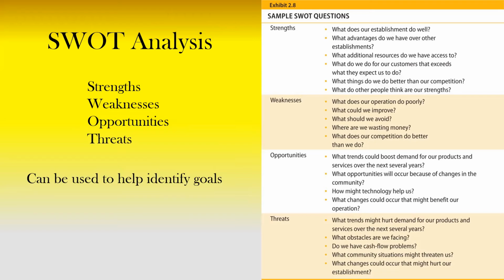On the flip side, we have opportunities and threats. So opportunities are things that are going on outside of the restaurant, in this case, that are a positive for us. So what trends could boost demand for our product? What opportunities will occur because of changes in the community? How does technology help? Things like that. So things such as that you need to look at. If you've got a new industry that's coming in, that could be an opportunity because a new industry coming into the area means new people coming in, which means new opportunity for new customers. So you can create goals on things that are opportunities.